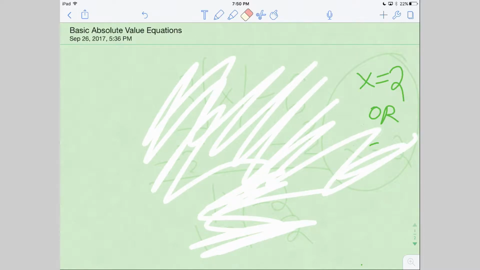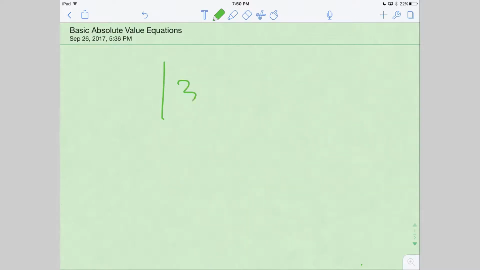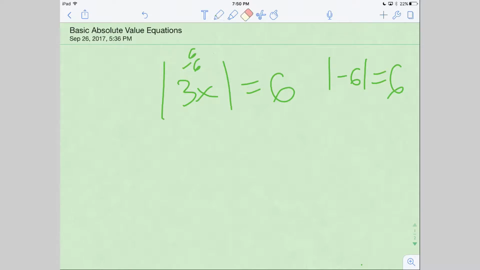Once I erase this here, instead of having that 3 outside, we're going to have it inside. So we're going to have the absolute value of 3x equals 6. Now, because this 3 is inside the absolute value, we cannot just divide. We need to split into cases. So the same thing as last time, what's inside this absolute value could be either 6 or negative 6. Because if it's 6, then the absolute value of 6 is 6. If it's negative 6, the absolute value of negative 6 is 6.